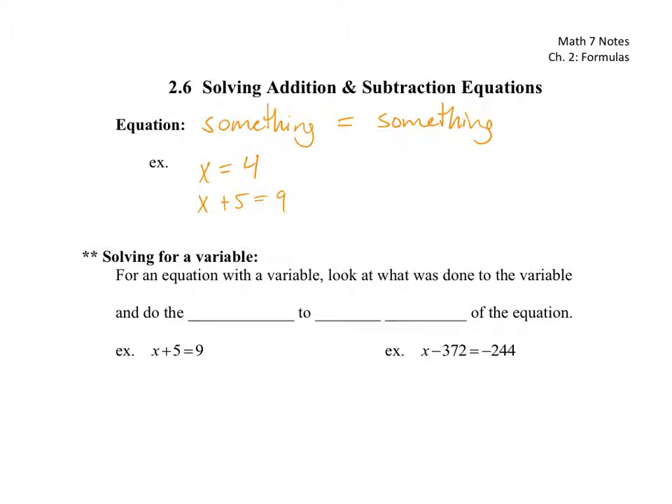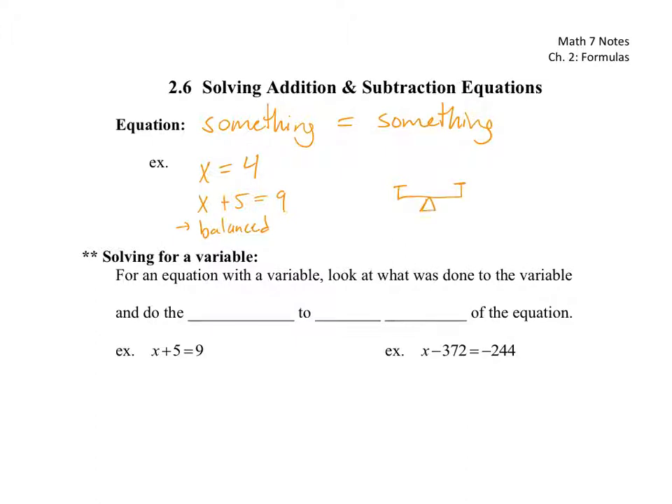When we make x equal to 4 in this example, we get what we call a balanced equation. So this would be what we call balanced. And I like to think about that as a scale.